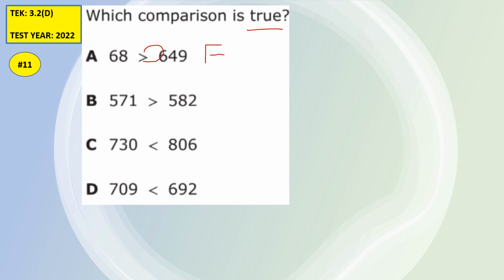571 is greater than 582. Well, that's not true. That's also false. 571 is not bigger than or greater than 582. Let's look at C. 730 is less than 806. Well, that's definitely true. That's true. So I'm going to write a T next to that one for true.